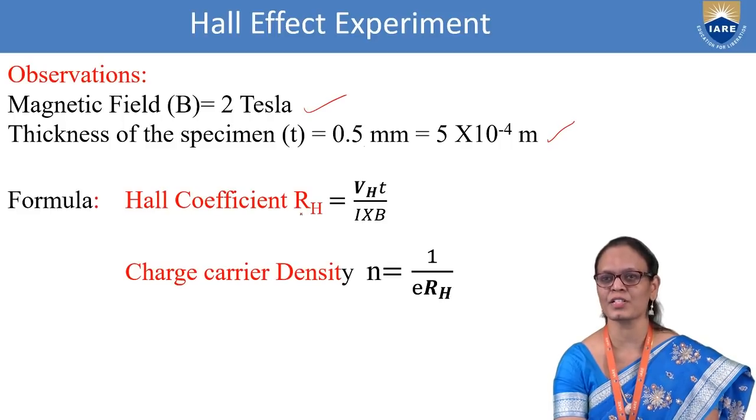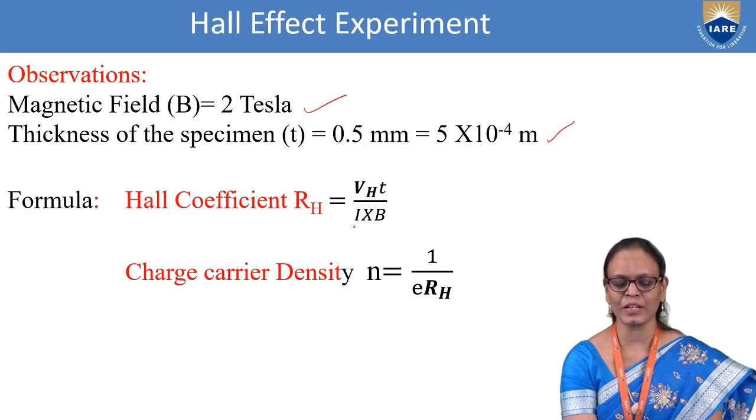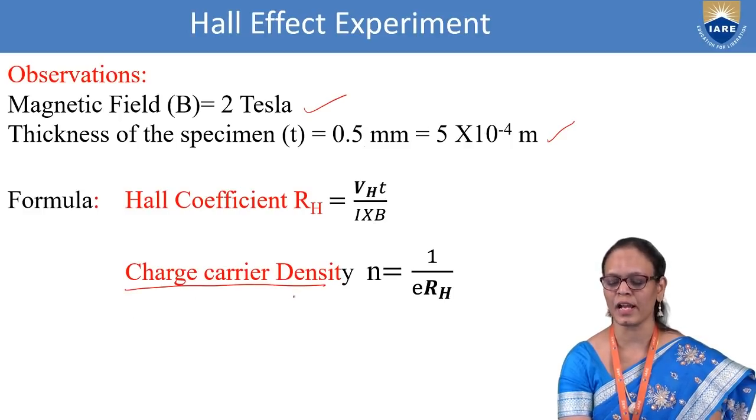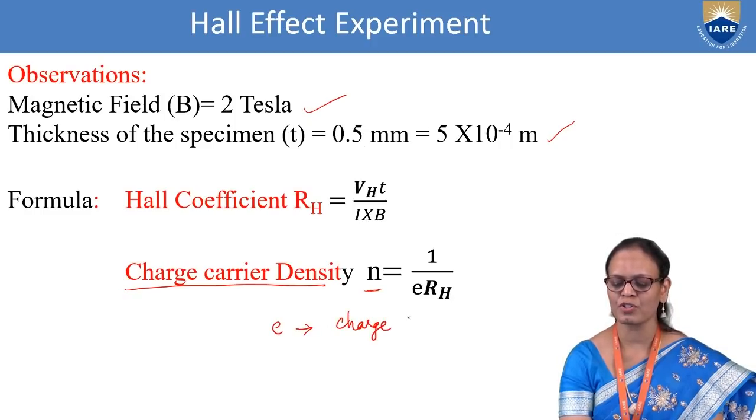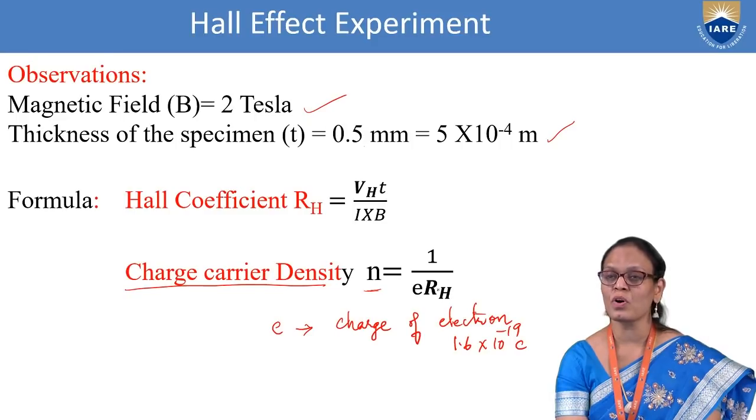And the Hall coefficient is given by RH is equal to VH into t upon I into B, because we need to calculate the charge carrier density, and the formula for the charge carrier density N is 1 upon E into RH, where E is the charge of the electron, which is 1.6 into 10 power minus 19 coulombs. This is fixed. Now, if you know RH, you can easily calculate the value of N.